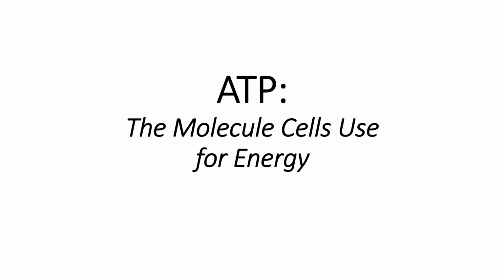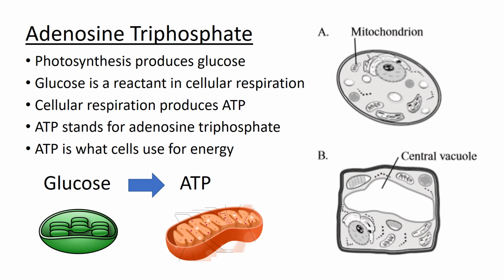This video is about ATP, and ATP is the molecule that cells use for energy. Photosynthesis produces glucose. Glucose is a reactant in cellular respiration, and cellular respiration produces ATP. So the process of cellular respiration breaks glucose down into ATP. ATP stands for adenosine triphosphate. And ATP is what cells use for energy.